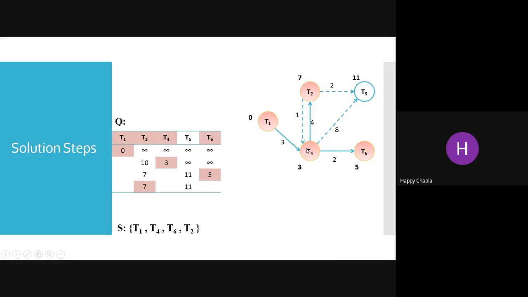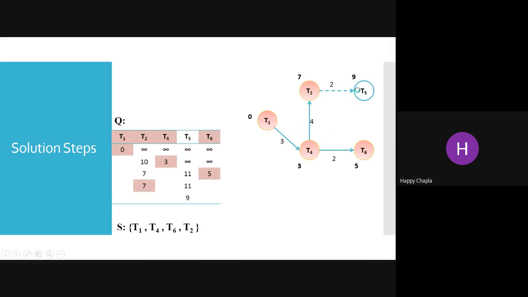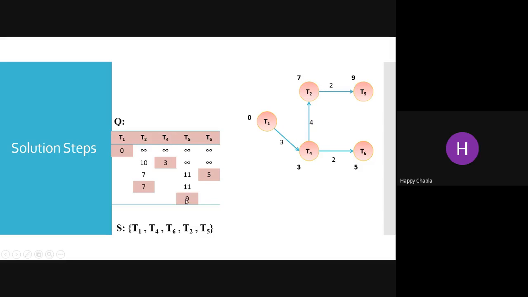Okay, so if I want to reach this T5, what is the total cost? 3 plus 4, 7 plus 2 equals 9, and 3 plus 8 total equals 11. So which path can I choose? I can choose this T1, T4, T2 and T5. Right? So enter your T5 over here.